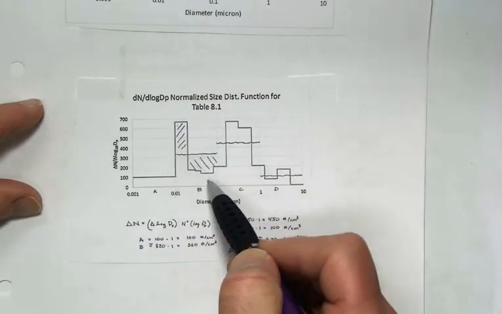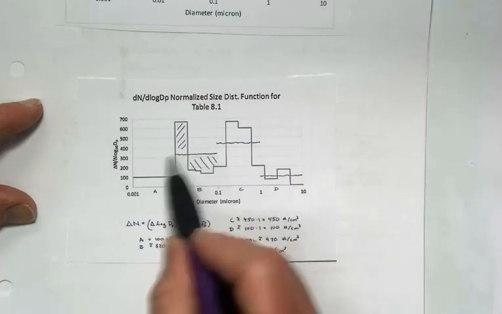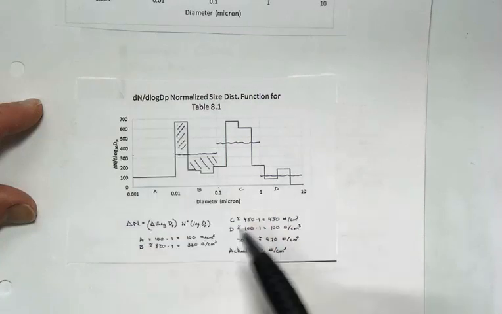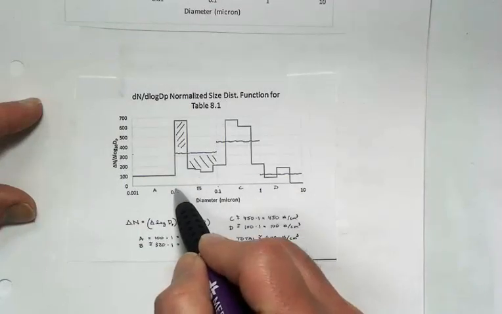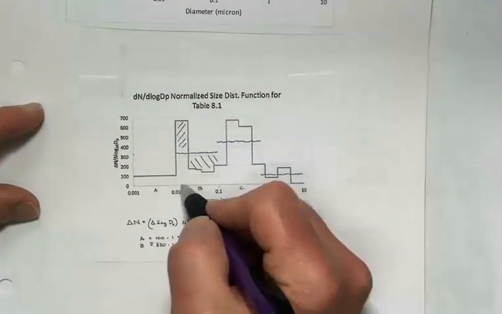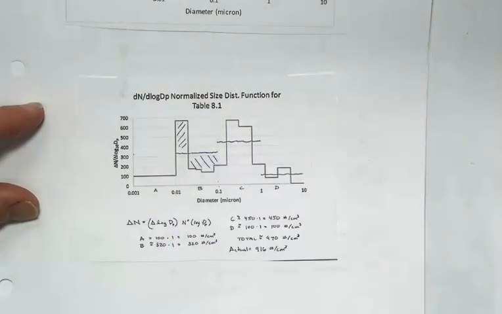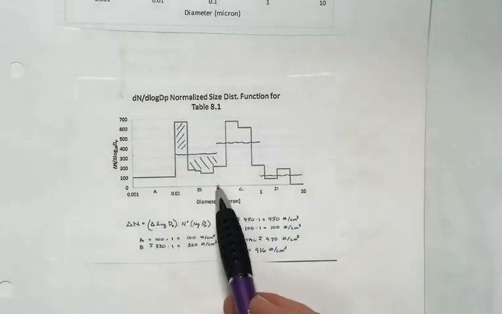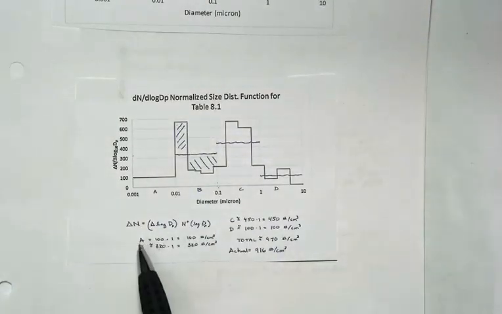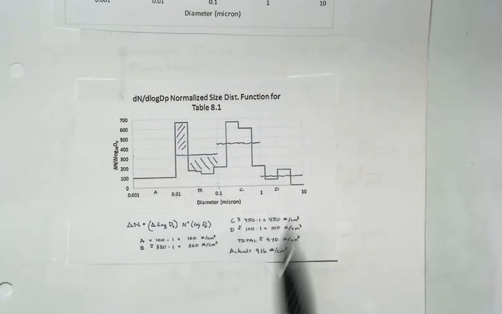The average function height, well, the area in here is about the same as the missing area here. So the average function height is about 320. And so the number of particles between 10 nanometers and 100 nanometers is that distance, 1, times the average function height, which is about 320, or there are about 320 particles per cubic centimeter in size range B.